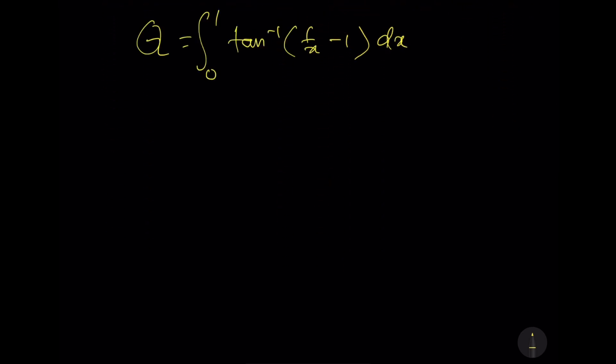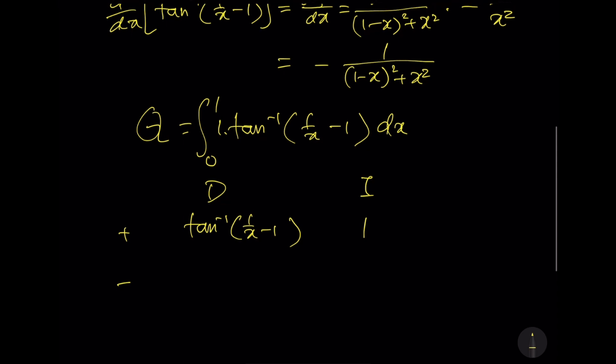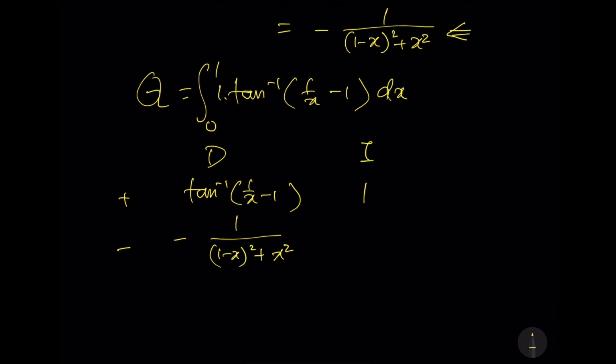From the original question Q, let's do integration by parts. First row is positive. We choose inverse tangent of 1 divided by x minus 1 for d, and we choose 1 for integral. Second row is negative, and the result for d has been derived before, which is this one. Let's copy into the table. And then the integral of 1, we have x.